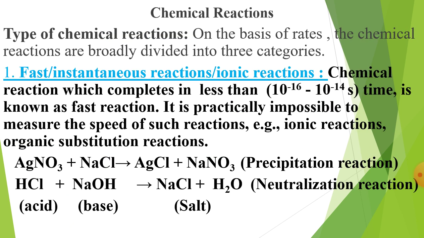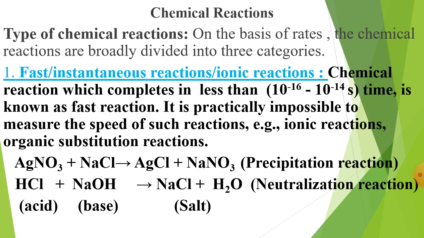So now starting from chemical reactions. Types of chemical reactions. On the basis of rate, that is speed, the chemical reactions are broadly divided into three categories. First category, fast or instantaneous reactions, or it is also known as ionic reactions.